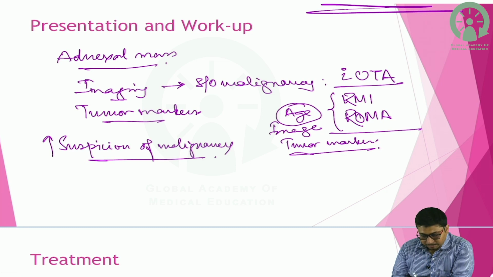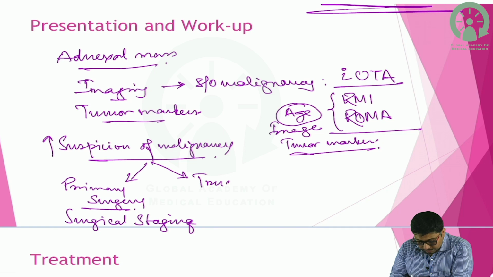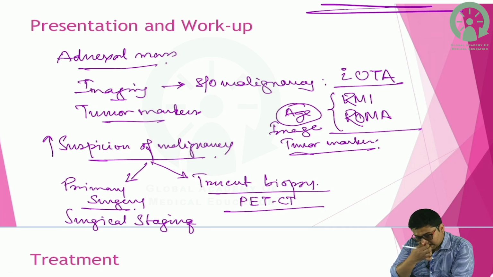we plan further treatment. So for treating someone with malignancy, we need to obtain tissue diagnosis. So we can do two things. One is we can do a primary surgery, where we operate and do a surgical staging. So after surgery, we know what is the stage and what is the exact histopathology, and then treat accordingly. Or we can do a true cut biopsy from the mass, and we can do PET CT or other detailed imaging for spread of the disease, especially if the disease is widespread. We identify what type of malignancy it is and then give chemotherapy.